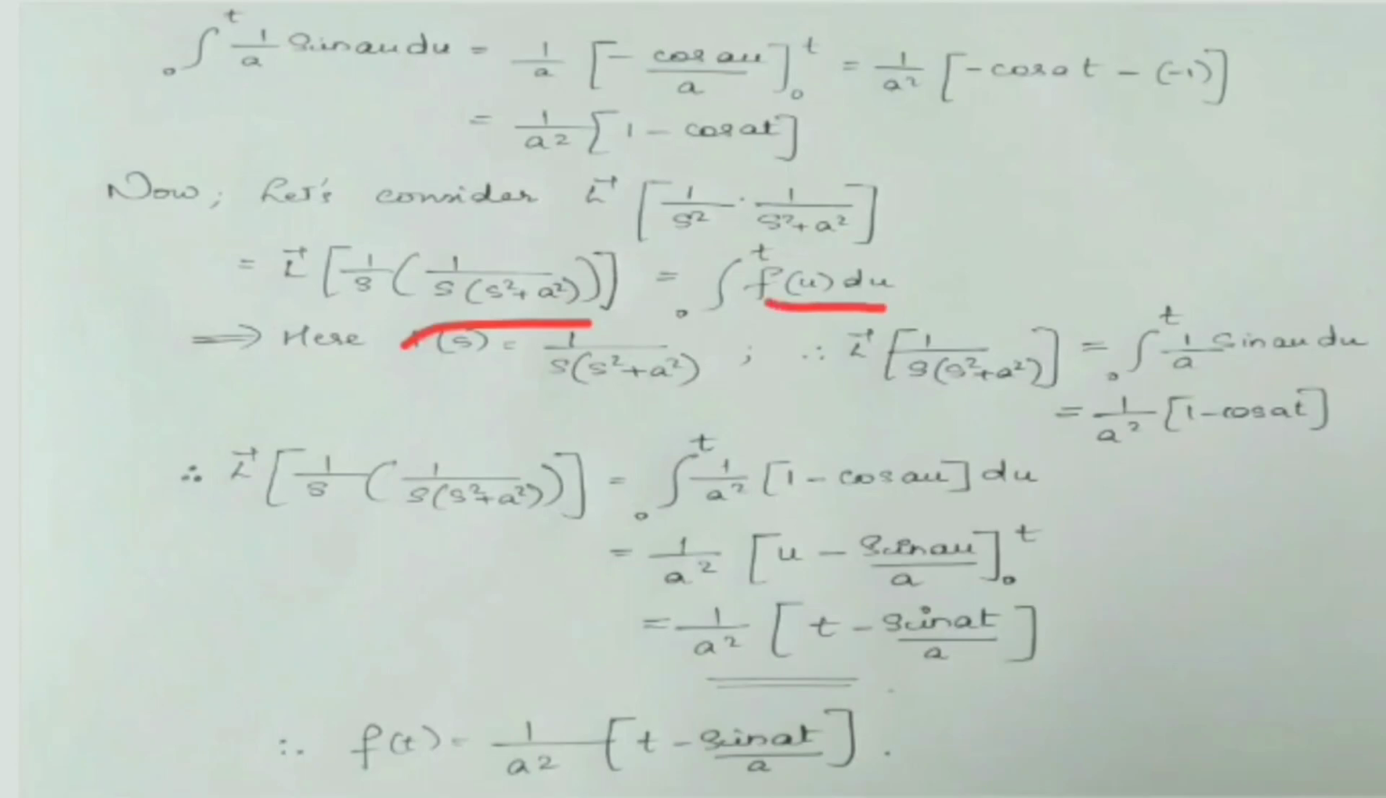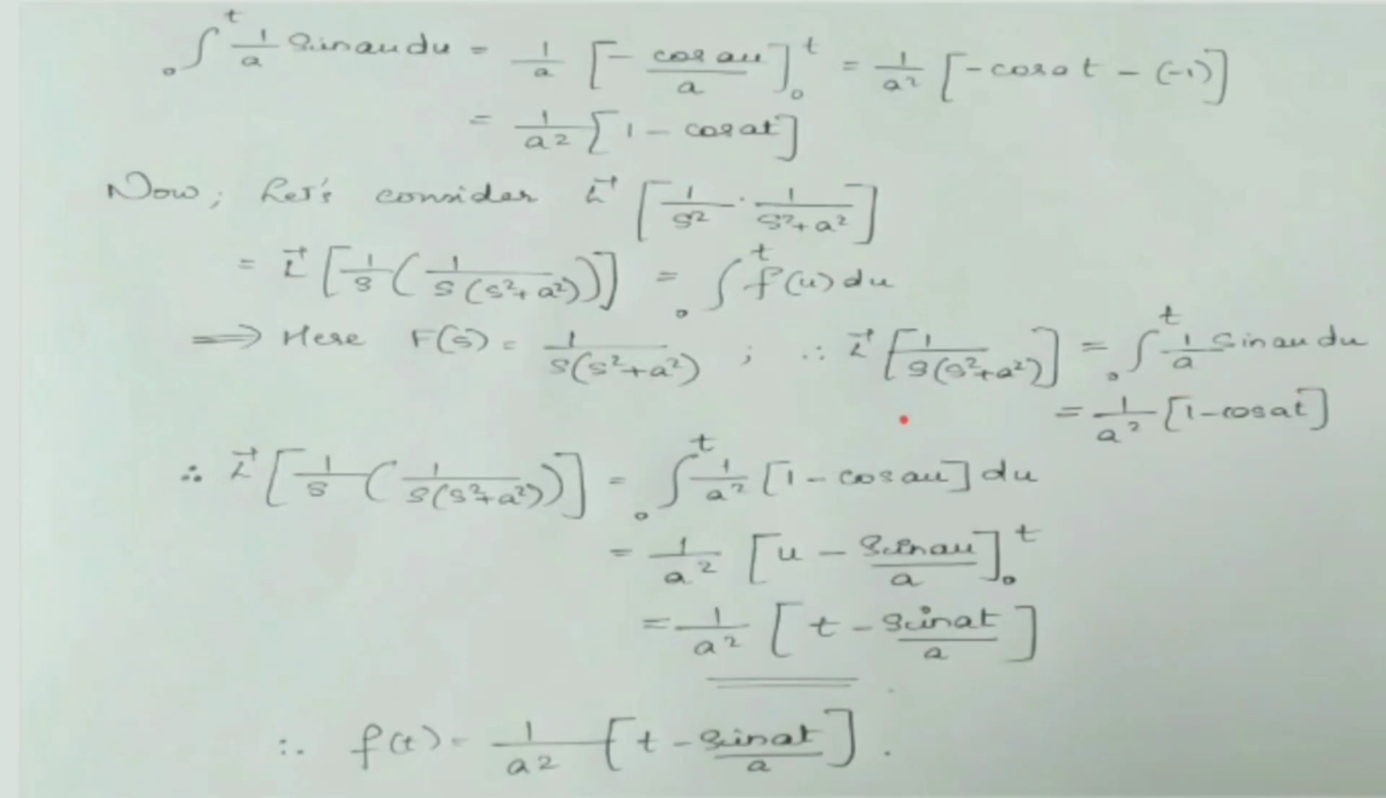So here we should have that f of t value. In order to get the f of t value, we have to take the Laplace inverse of 1 by s into s square plus a square. So Laplace inverse of 1 by s into s square plus a square is equal to integral 0 to t 1 by a sin au du, which is equal to 1 by a square into 1 minus cos at. We already got it here.